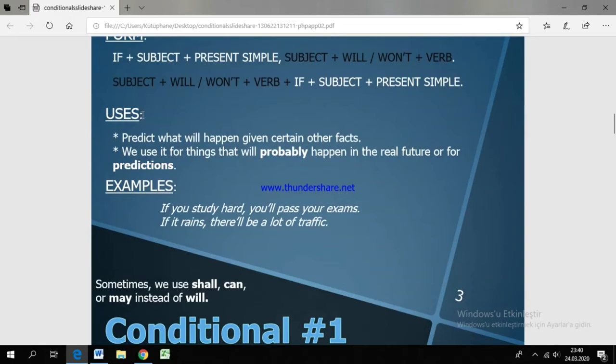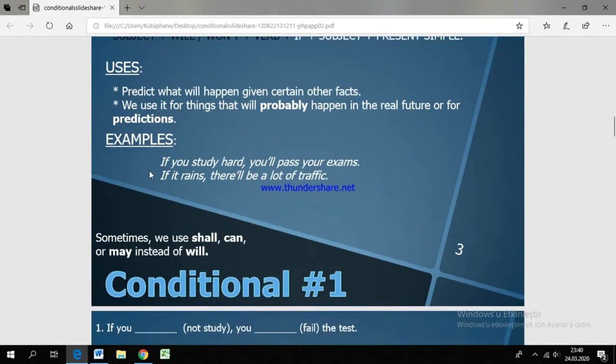So let's again focus on the use of it. So why do we use it? When do we use it? Predict what will happen given certain other facts. We use it for things that will probably happen in the real future or for predictions. So again, we have 2 examples over here. If you study hard, you'll pass your exams. If it rains, there will be a lot of traffic. So we've got 2 uses and 2 examples.